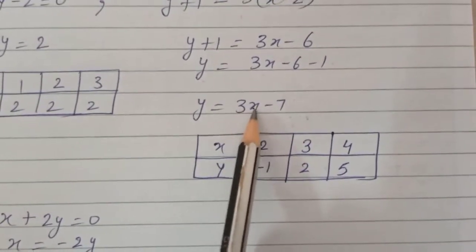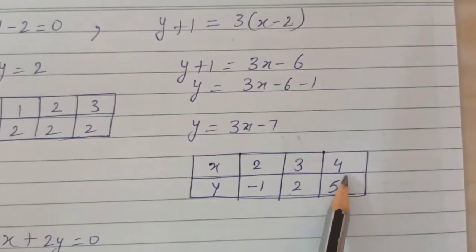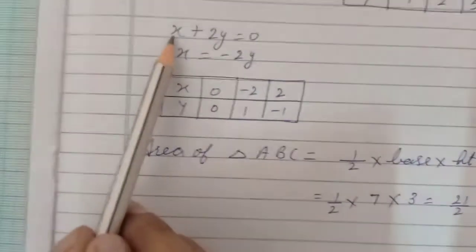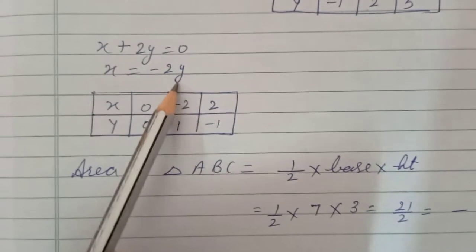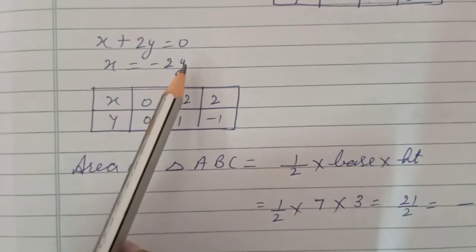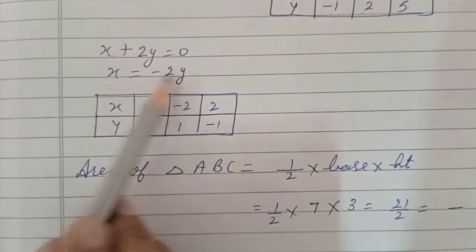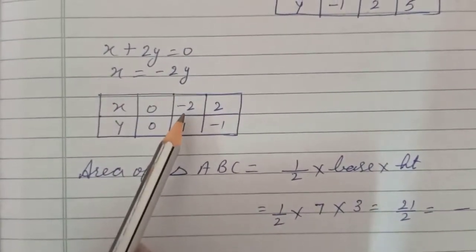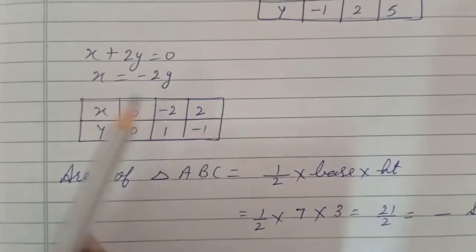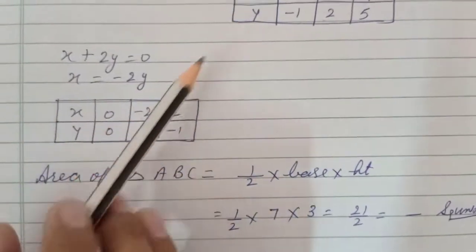I put here 3, 3 threes are 9, 9 minus 7 is 2, accordingly I selected this value. Then the third equation, x plus 2y is equal to 0. Look here, if y is 0, x will also be 0 because minus 2 multiplied by 0 is 0 only. When y is 1, x will be minus 2 into 1, which is minus 2. When y is minus 1, x will be plus 2. Clear? Now let us plot all these 3 lines on the graph paper.